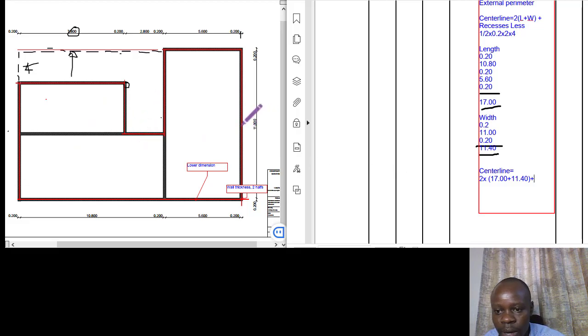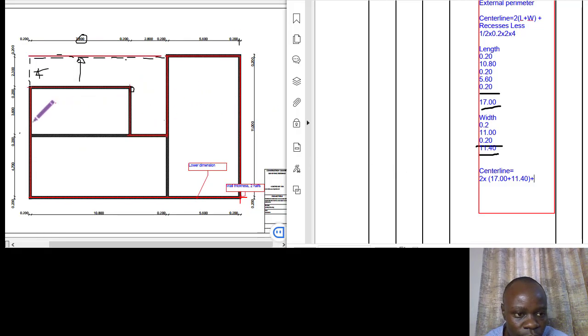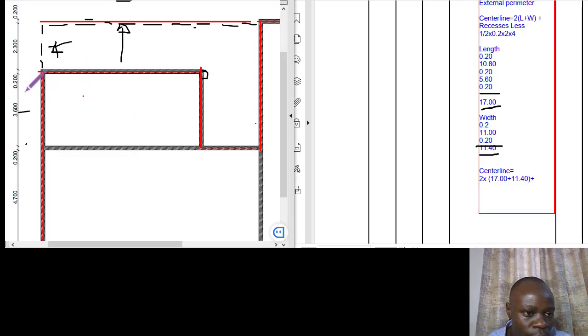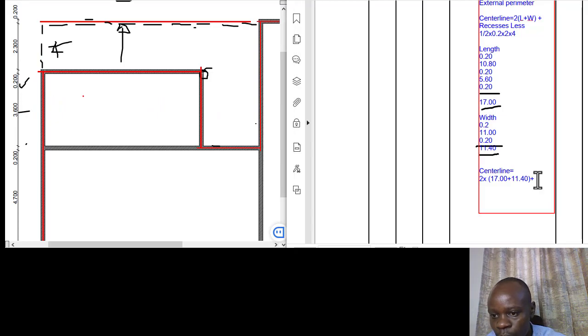Then we'll now add the recesses for this particular part. When adding the recesses, consider adding them from the top part up to this point. Because all the dimensions we are taking are to the external faces of the walls, we'll add 3.60, which is here, and then 0.20, which is here, so that it's complete from the top to this particular point. So it's 3.60 plus 0.20.